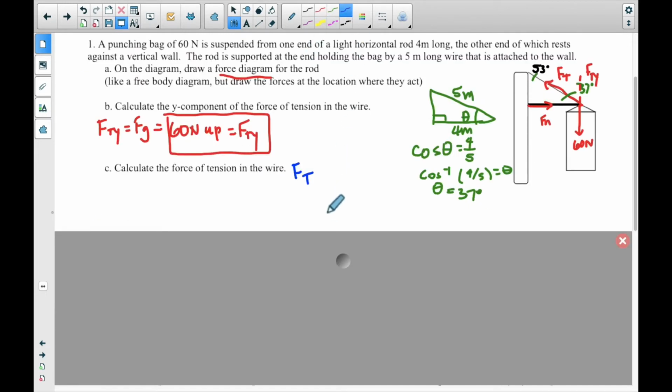The next question asks us for the force of tension. So the force of tension in the y direction is 60 newtons acting upwards. Now we want to find that hypotenuse. Depending on your perspective, you could use the 53 degrees or the 37 degrees and find the force of tension. Take a minute to look at that diagram, see how you would set that up, and then find the force of tension.